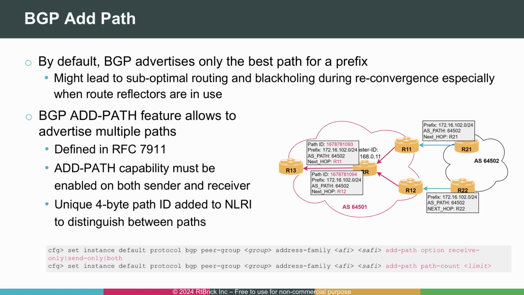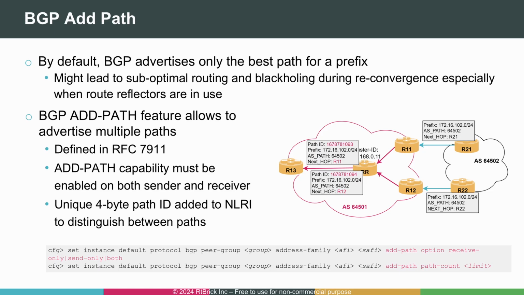Returning to our example, with add path enabled, the route reflector can advertise both R11 and R12 paths to R13. If R11 fails, the IGP will typically detect the failure faster than BGP and remove the route to R11. As a result, R13 will mark the path via R11 as invalid and can immediately fall back to the alternative path via R12, which is already present in the BGP table and resolvable via the IGP. This eliminates the delay in path re-advertisement and reduces traffic blackholing.